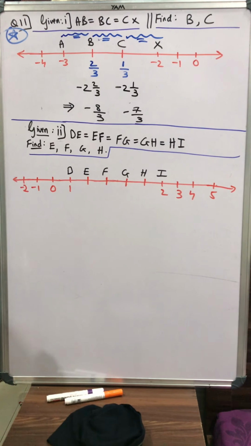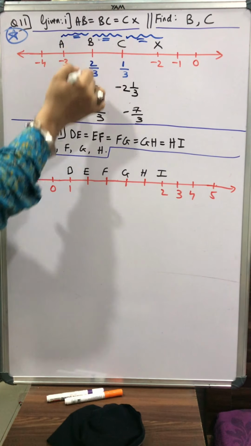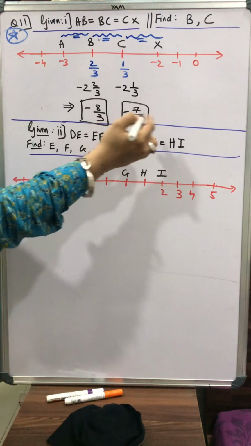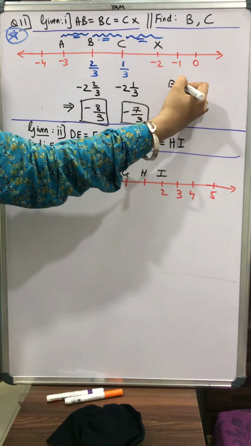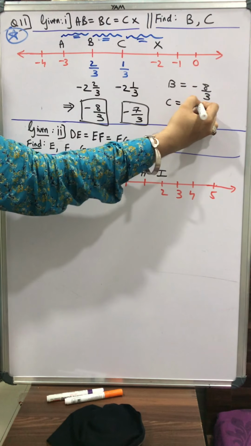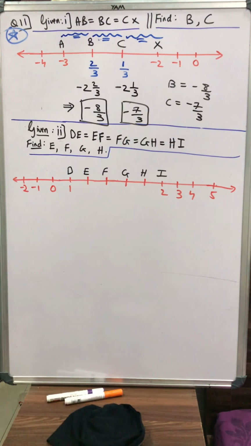So students, we got what we got. The value of B is how much? Value of B is 8 upon 3 and value of C is minus 7 upon 3. So we'll write B is equal to minus 8 upon 3 and C is equal to minus 7 upon 3. Hope you understood, students. Pause the video and complete it fast.